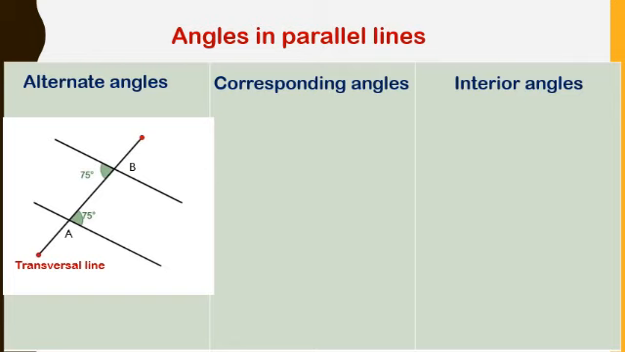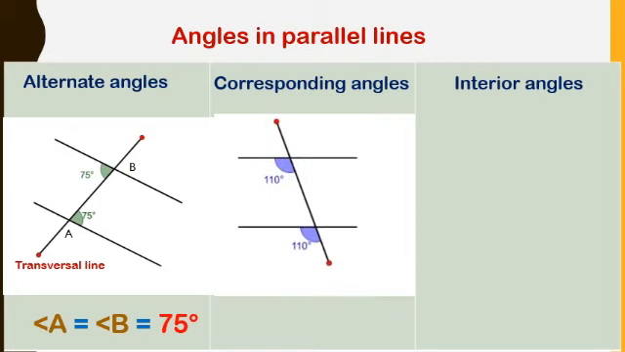If the pair of lines are parallel, then the alternate angles are equal to each other. Here alternate angles are angle A and angle B. So we can say angle A equals angle B equals 75 degrees. Next is corresponding angles. When two lines are crossed by another line, the angles in matching corners are called corresponding angles. When the lines are parallel, then corresponding angles are equal.